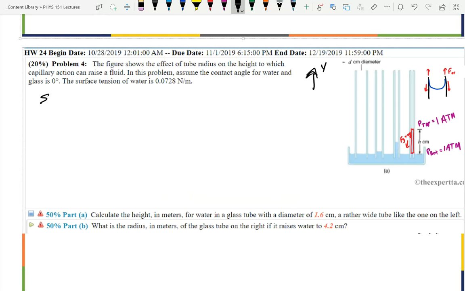So I'm going to do sum of the forces in the y direction. That's beautiful. And so I have my upward forces are the force at the bottom plus the force of surface tension. The downward forces are the force at the top and the force of gravity.